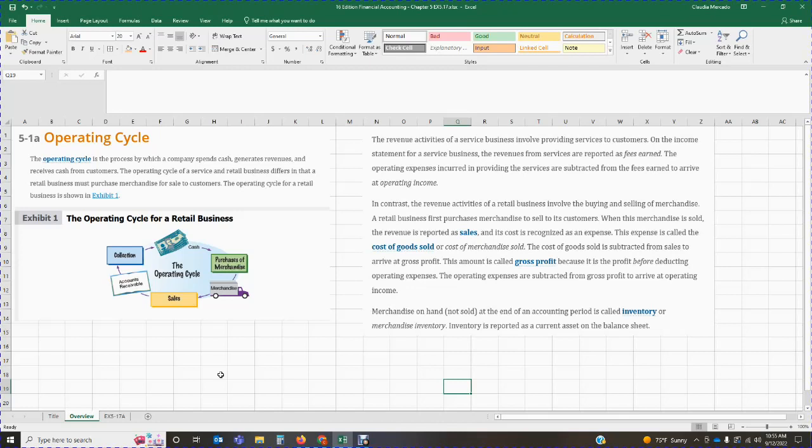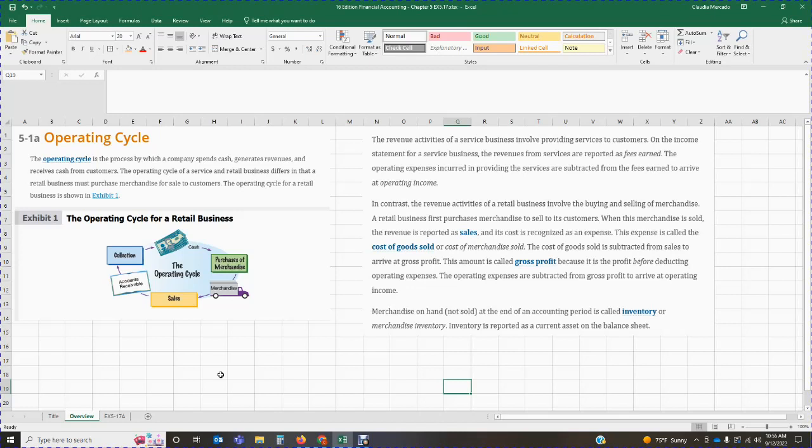Okay, the gross profit is calculated before deducting any operating expenses. Okay, the operating expenses are subtracted from the gross profit to arrive at the operating income. So let's say, once again, in this example, we buy the caps at $5, we mark them up and we sell them at $10. We're going to get a gross profit of $5. From that gross profit, we still need to deduct any operating expenses, such as the rent that you have to incur for your building or your utilities, whatever the case, okay? Merchandise on hand that has not been sold at the end of an accounting period needs to be recognized as your current inventory or merchandise inventory.